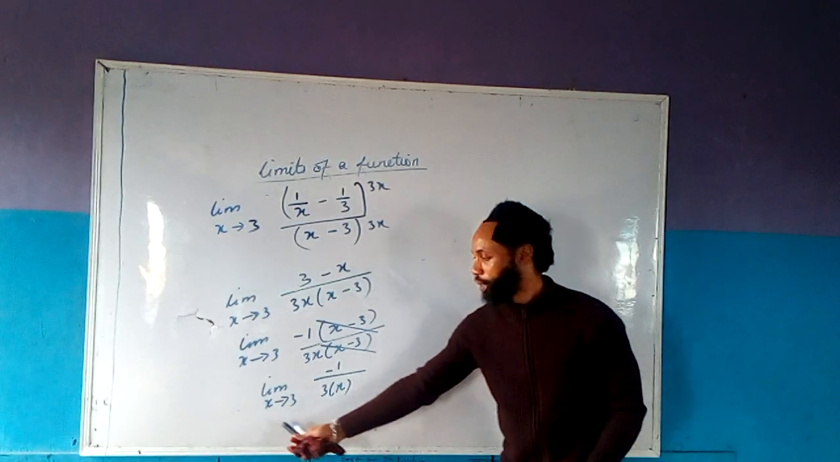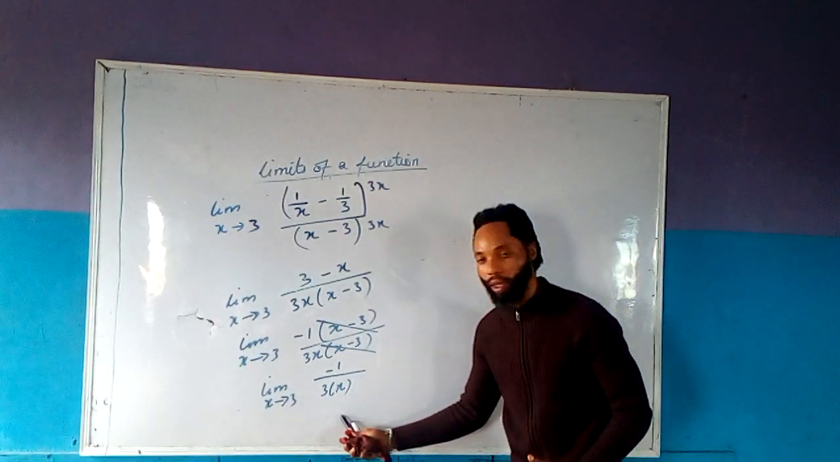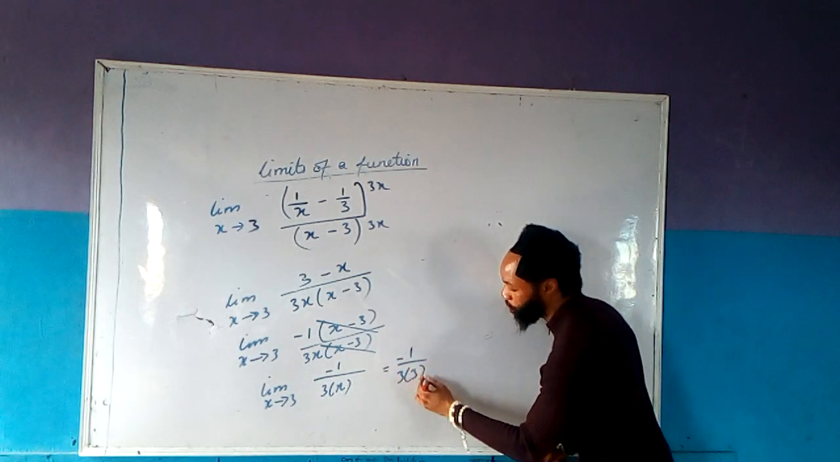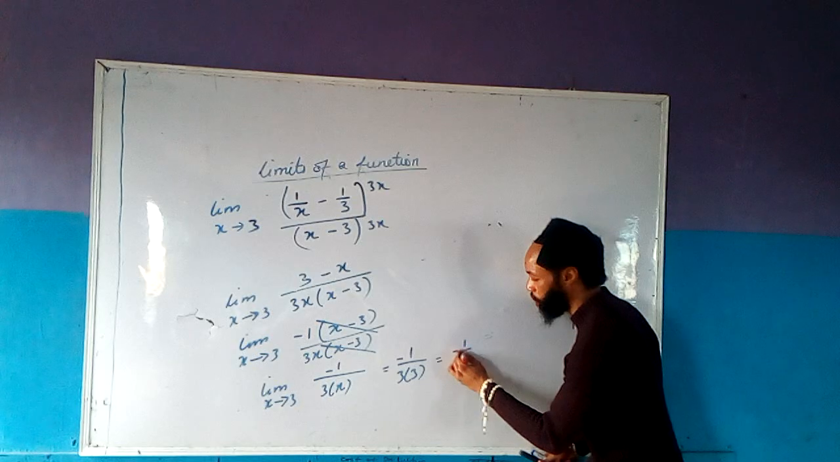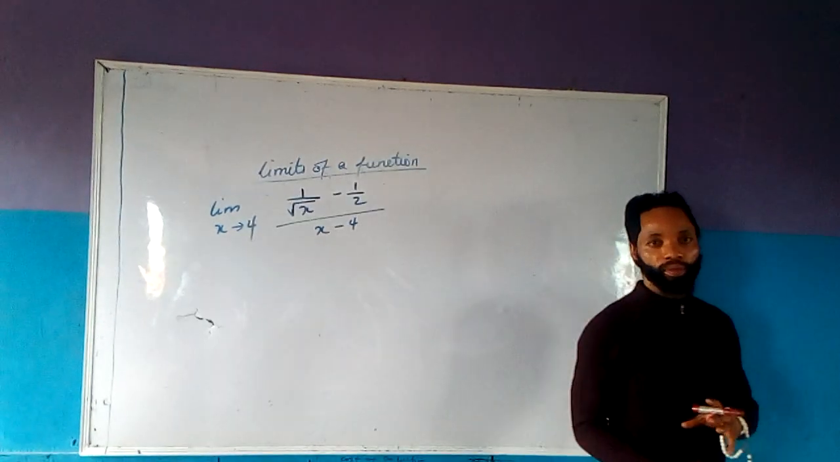Now remember, what do we do at this point? Because we can't have a 0, we set x equals to 3. Let me just write it here. Negative 1 over 3 times 3. So our final value is negative 1 over 9.